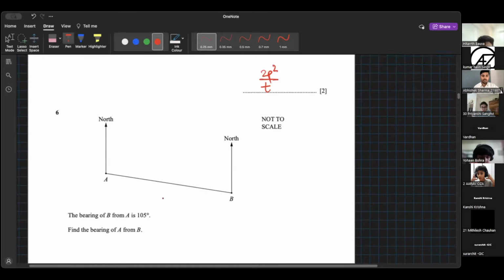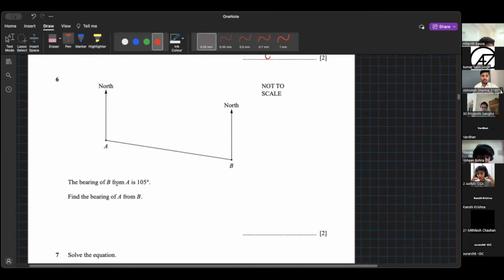Next question, question number 6. It says the bearing of B from A is 105. That means this angle is given to us as 105 degrees. If this is 105 degrees, this angle is surely 75 degrees, because the co-interior angles add to 180 degrees when the lines are parallel. So this is 105, this is going to be 75.